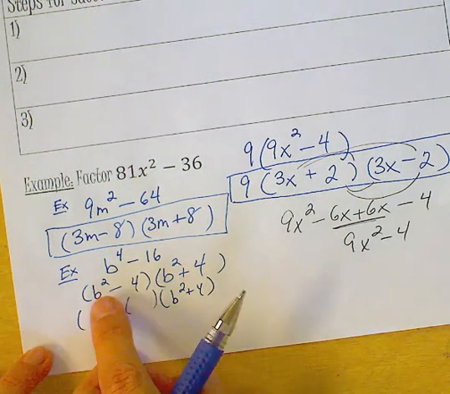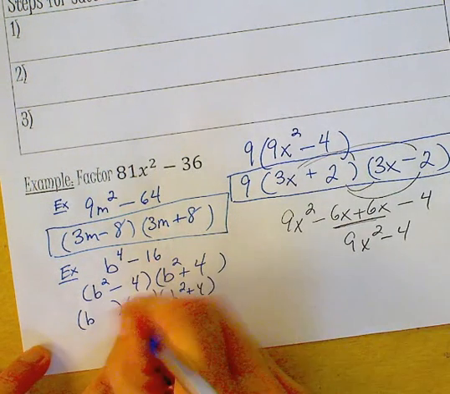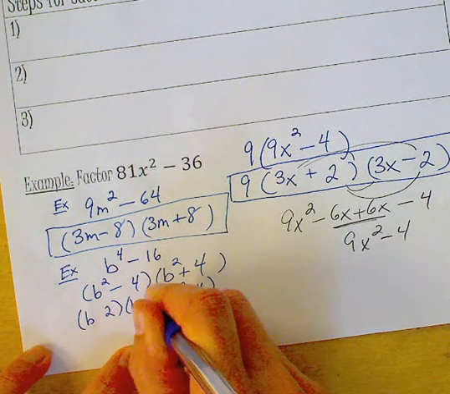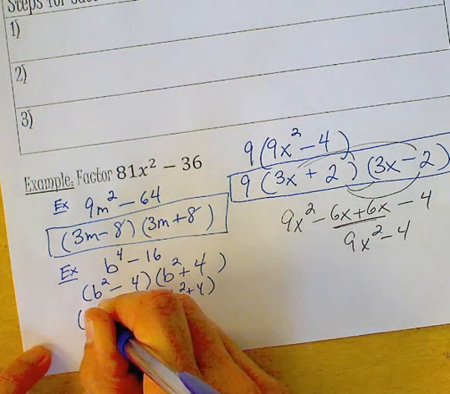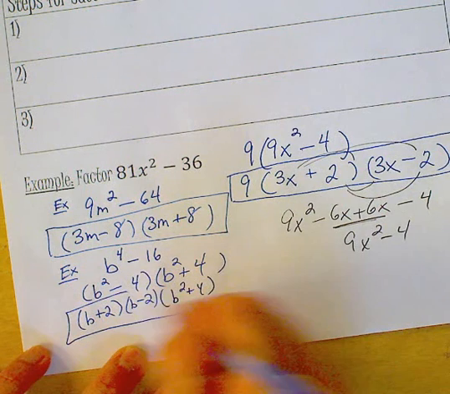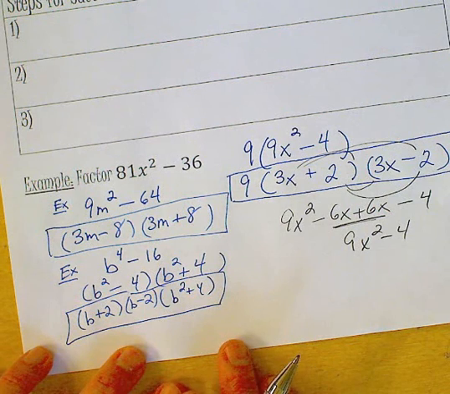So square root of b is? b squared is b. Square root of 4 is? 2. So 2, and put your minus and plus however you want. That is completely factored. So we're going to go write the steps for successful factoring, and then we are finished here.